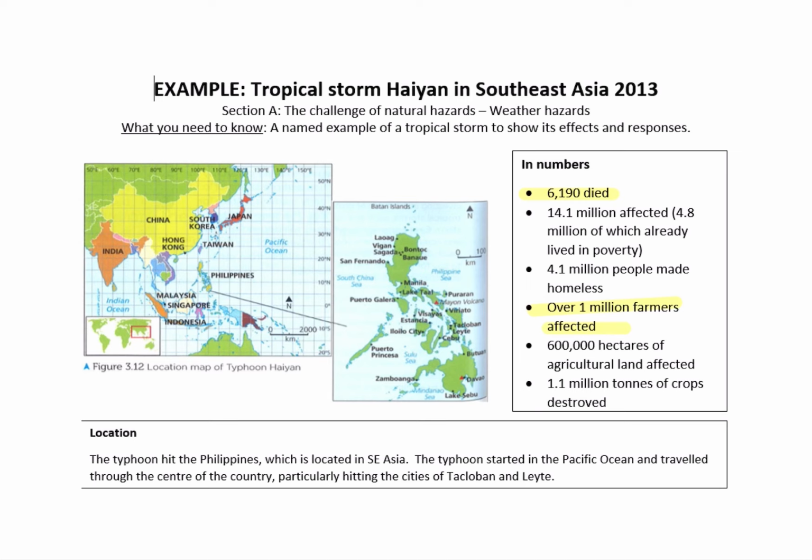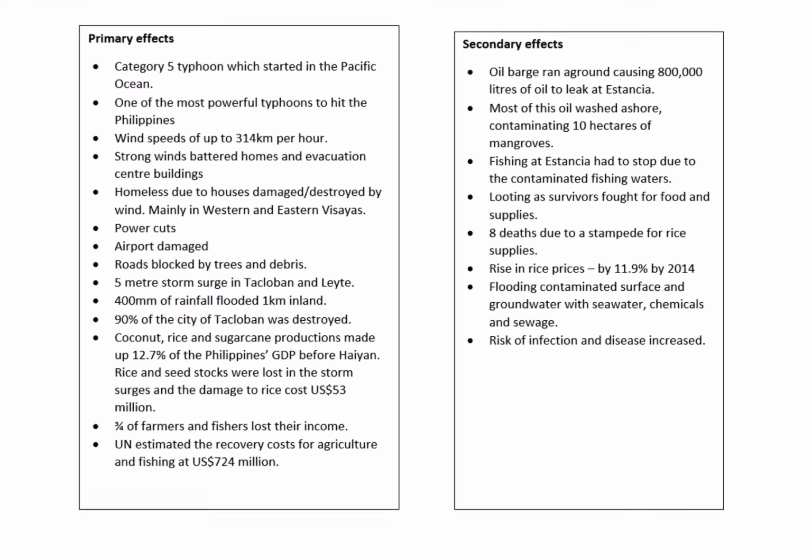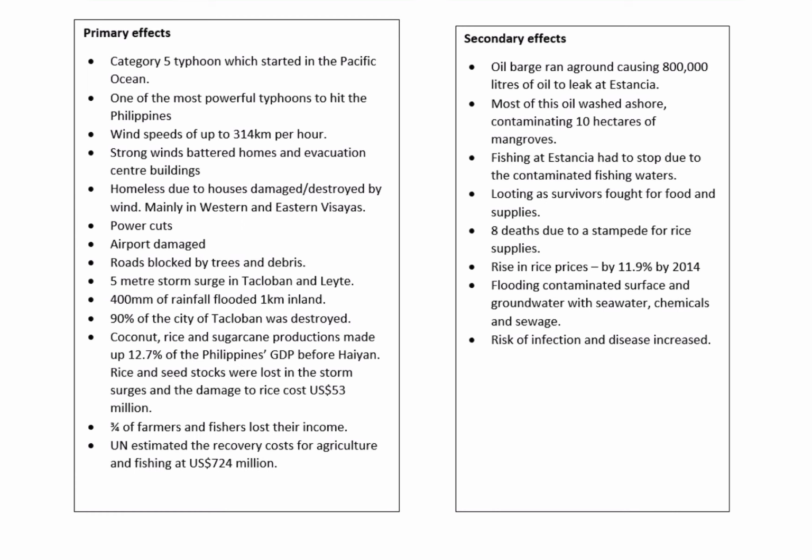This has happened in the Philippines. So for those of you that have forgotten, we're talking Southeast Asia here. Essentially, the typhoon starts over the Pacific Ocean and travels right the way through the centre of the country. This is why it's caused so much damage here. So we have a mix of primary and secondary effects. If we go for the big primary effects, you can obviously pause and read this a bit more if you wanted to.